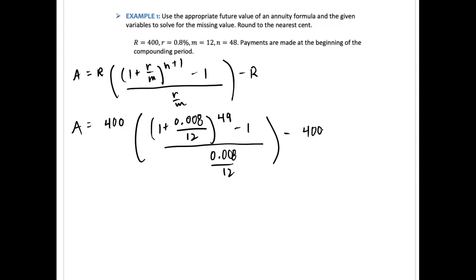Okay, so once you plug in the appropriate values, then we can follow the order of operations. So order of operations specify that I start inside the parentheses with my simplifying. So starting inside the parentheses gives this 0.008 divided by 12. That gives a result of 0.00667.